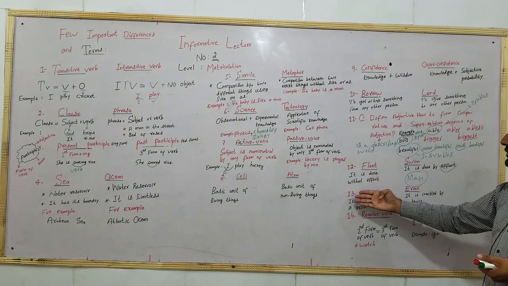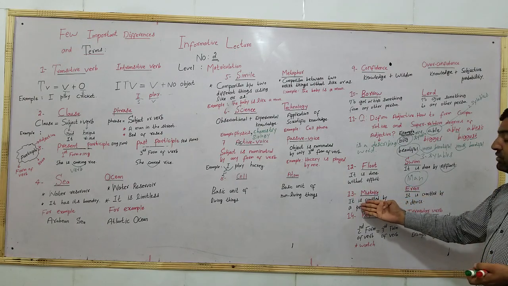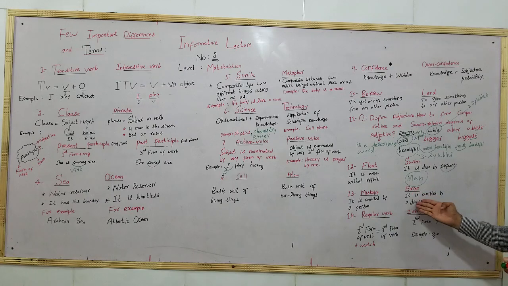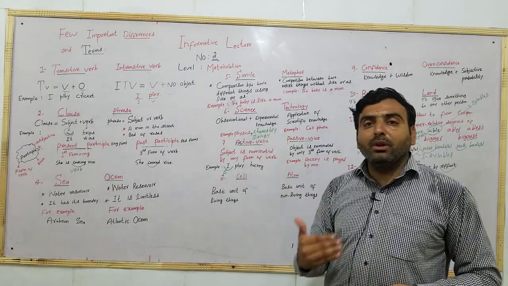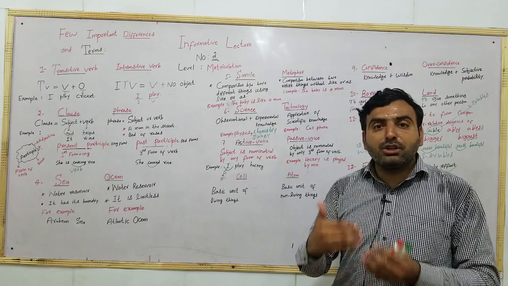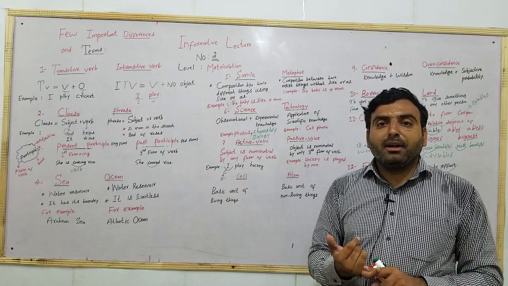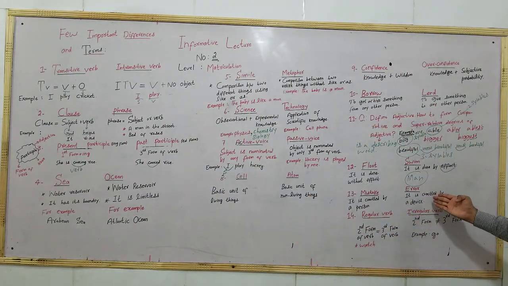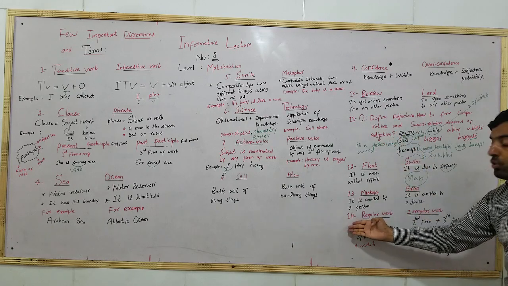Now, come towards the 13th term, that is mistake and error. What is a mistake? My dear students, it is committed by a person. And what is an error? It is committed by a device. And one thing, do remember, error is actually the difference between actual value and experimental value. But a mistake is done by a person, and an error is committed by a device.